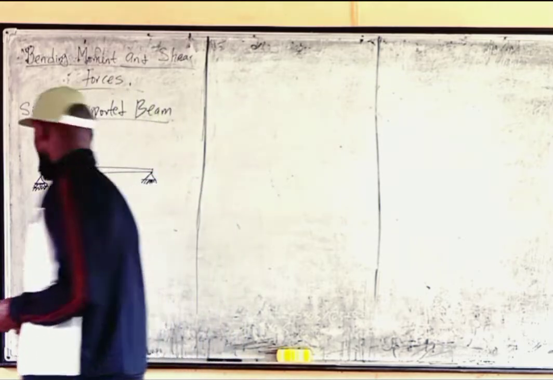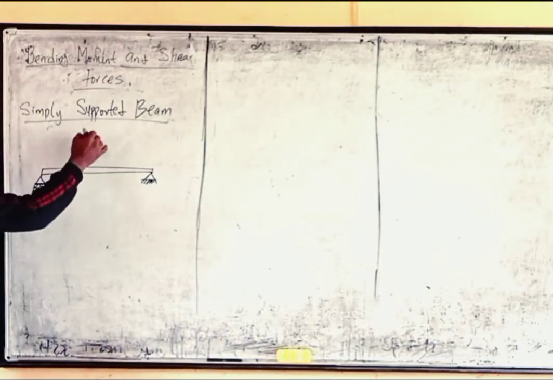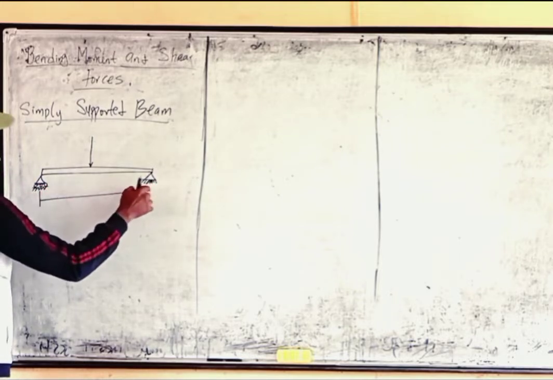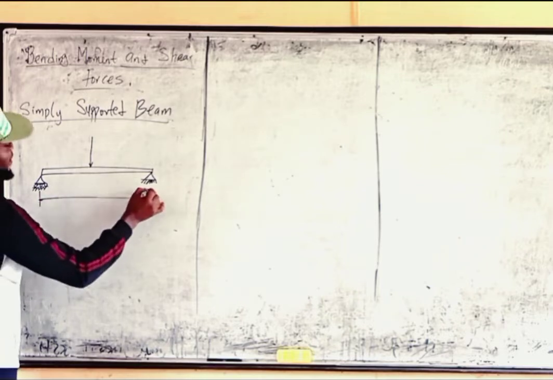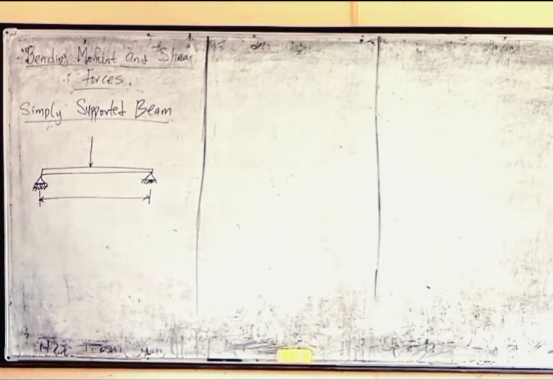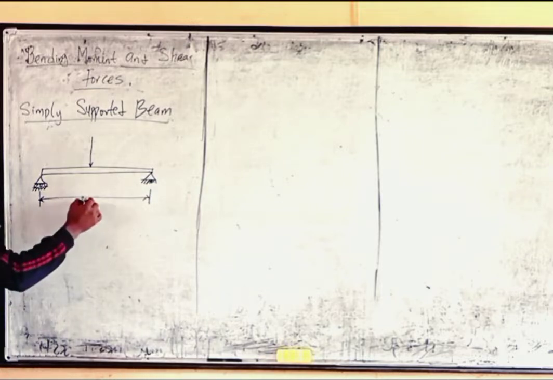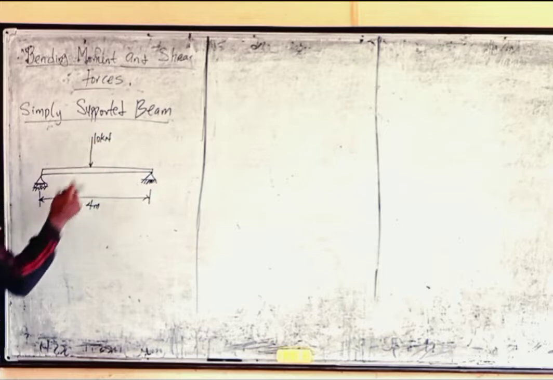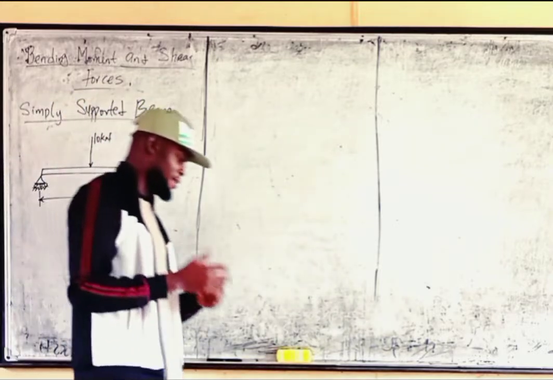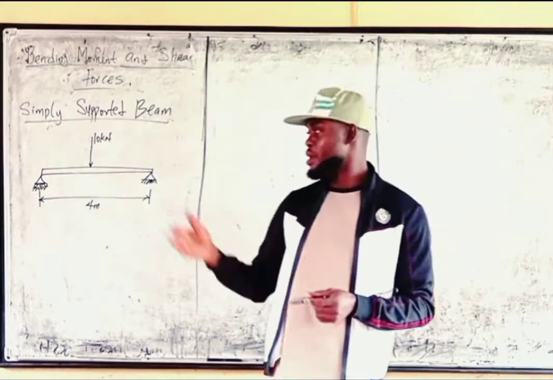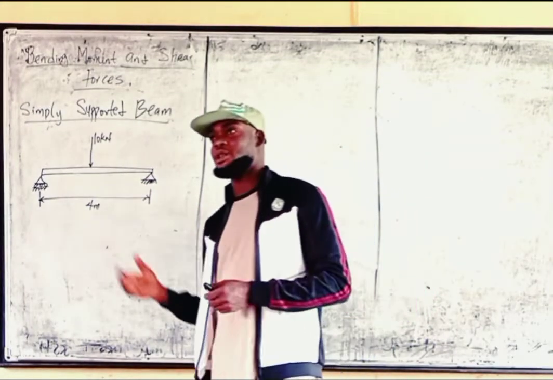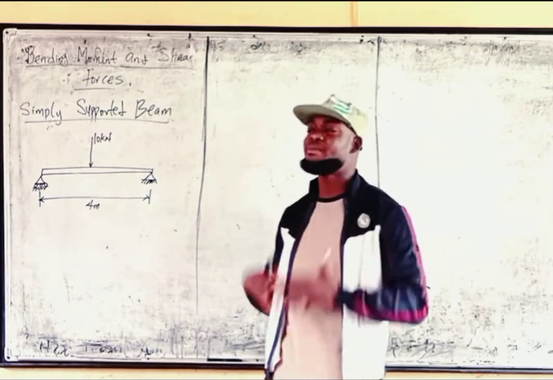So what are we going to do now? First, let's look at the case of a point load on a span. Let's say the span is 4 meters and the value of the load is 10 kilonewtons. How are we going to draw the shear force and bending moment diagram for this load? It's just a question from the beam shown below.